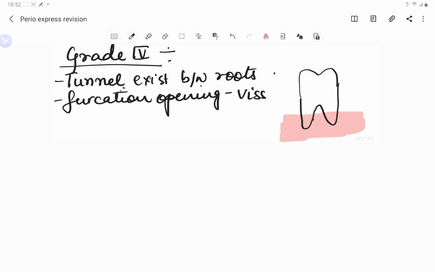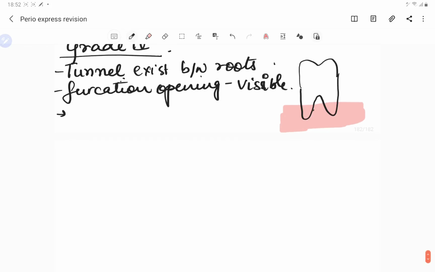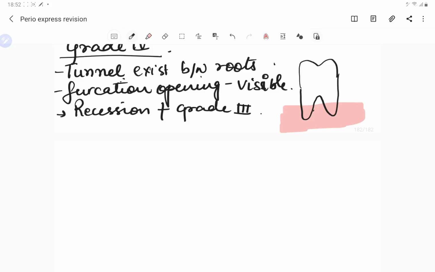Opening is visible. And there is a gingival recession. It is similar to grade 3, but there is a recession. Plus, I'm going to write grade 3, which exposes the furcation from the eyes.